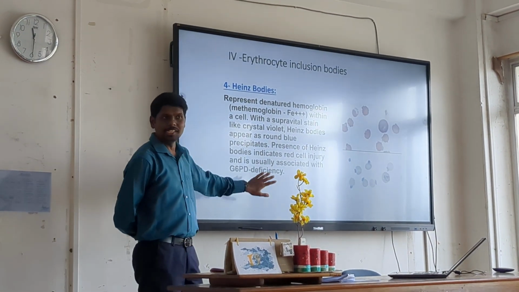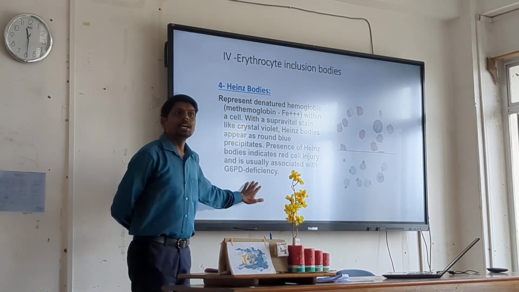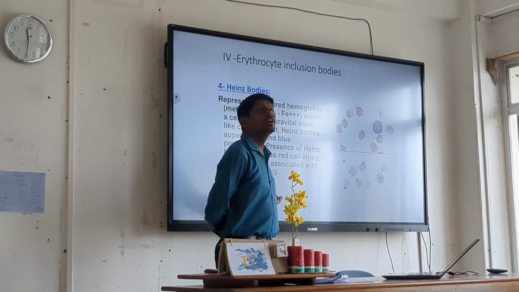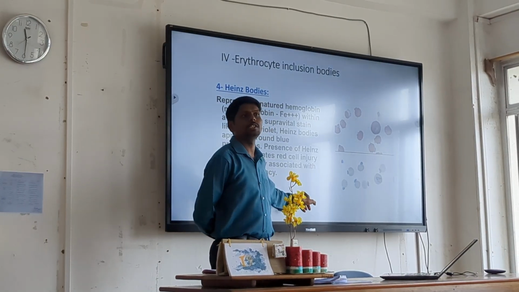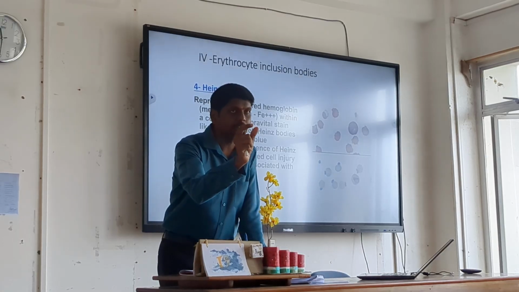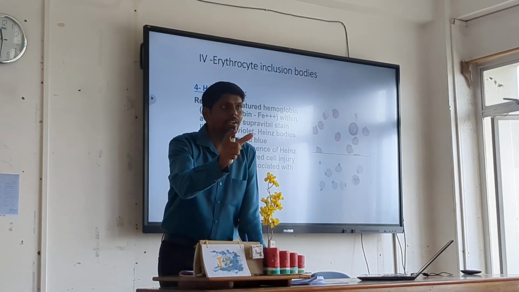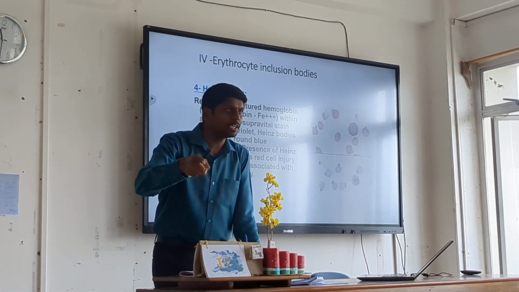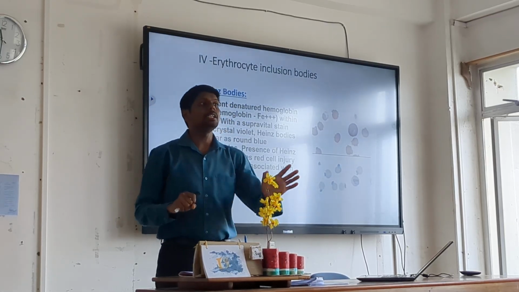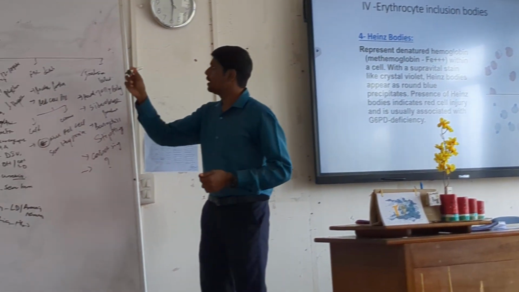Anyway, now, Heinz bodies. Heinz bodies are particularly seen in G6PD deficiency, glucose 6-phosphate dehydrogenase deficiency. This is one of the very important enzymes within the red blood cell. This enzyme will protect the red blood cell from oxidative stress. Listen, what does oxidative stress mean?